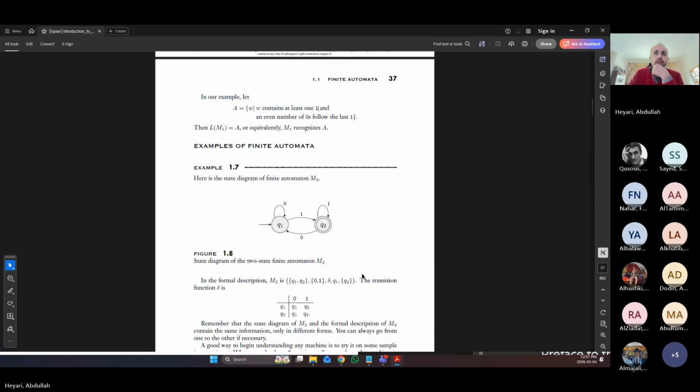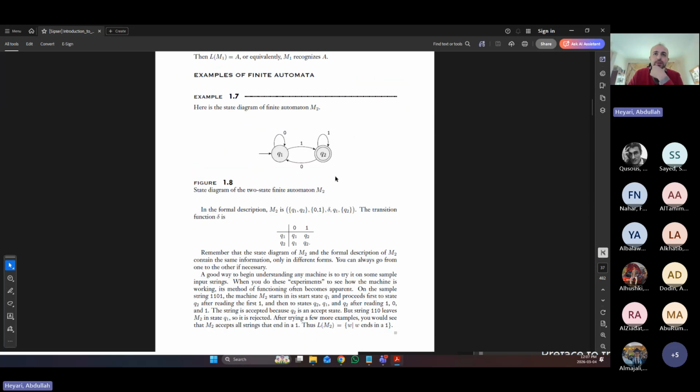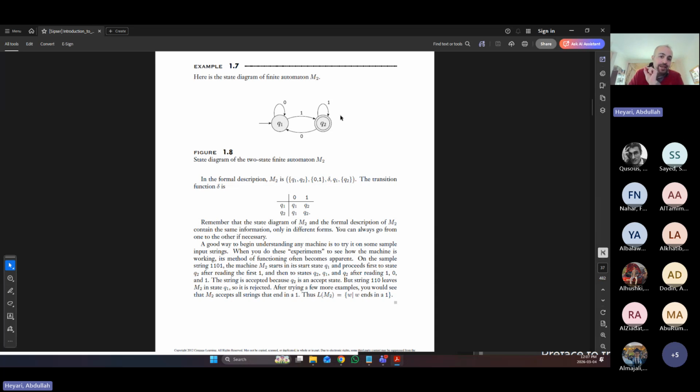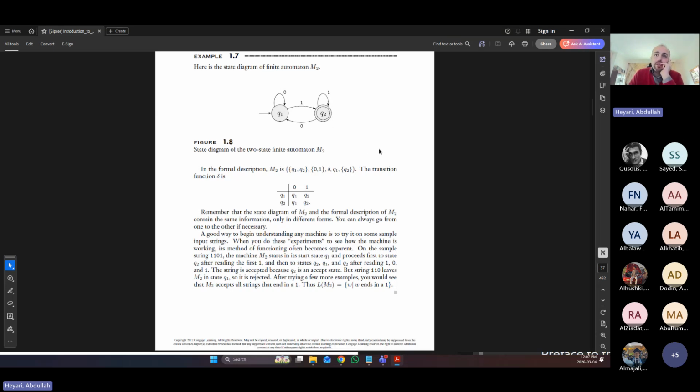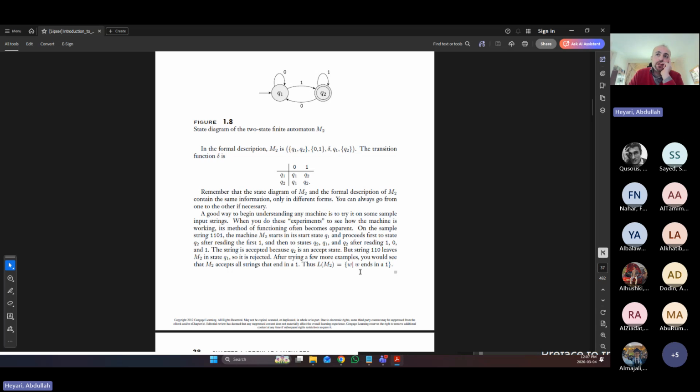M2 was a machine that is slightly different. It has one state less, but it uses the same alphabet. It has an accept state here. And as we went on, we showed that the language accepted by M2 is the set of all bit strings, which can be any arbitrary combination of zeros and ones, because those are our alphabet, but they must end with a 1.